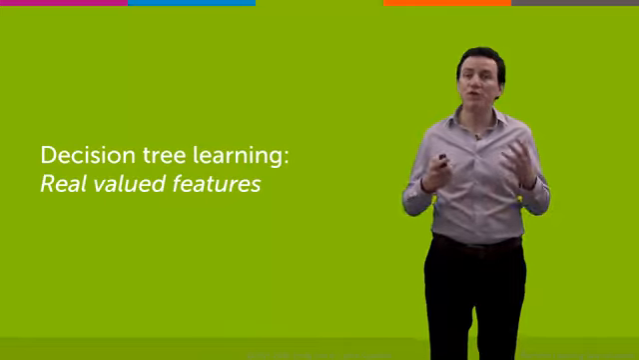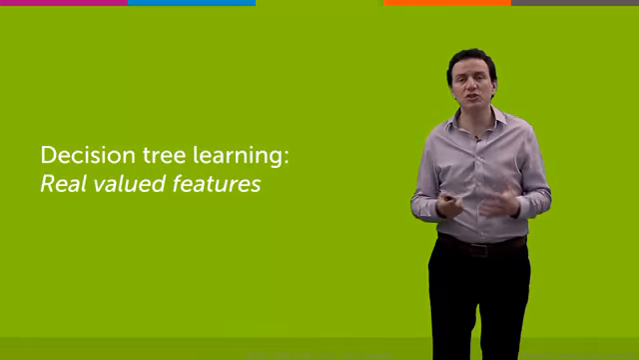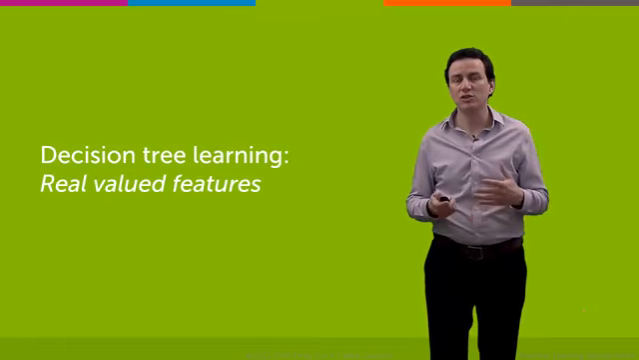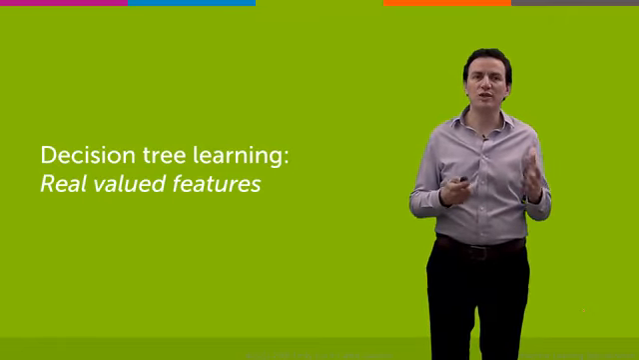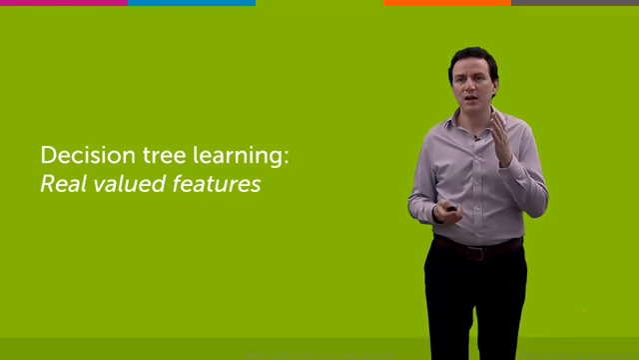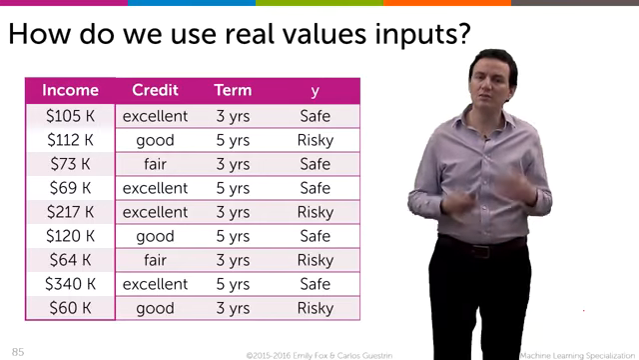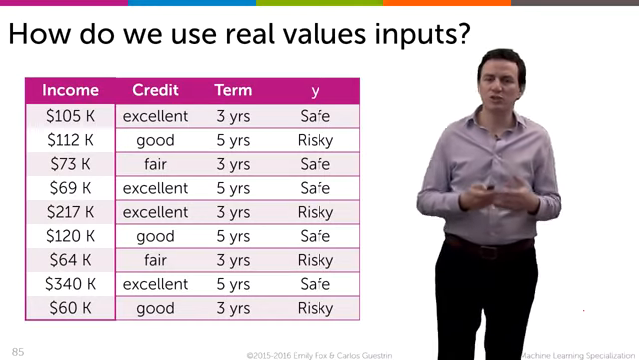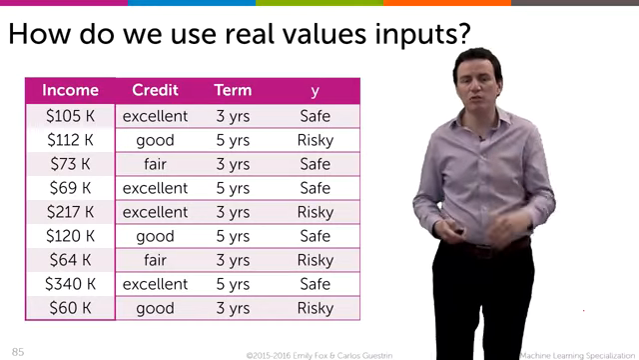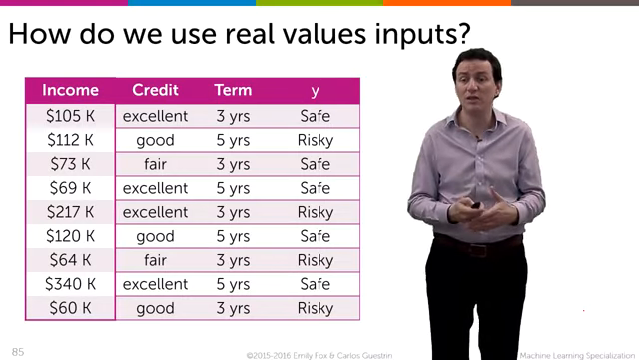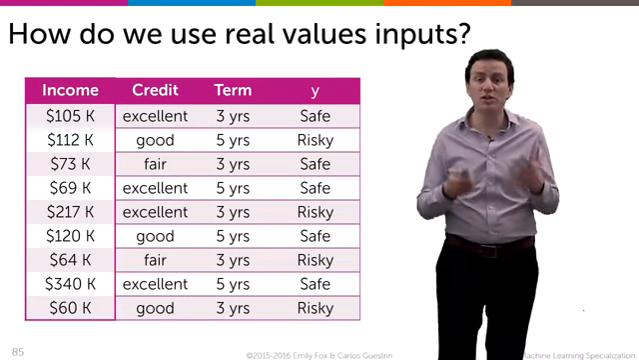So far in this module, we've discussed learning decision trees, but we only used what's called categorical data inputs or features. So we looked at credit, which could be poor, fair, or excellent. However, if you look at income, that's what's called a real-valued feature. It has continuous possible values, so 105,000, 73,000, 69,000, and so on. So the question is, how do you build a decision tree with this kind of input?